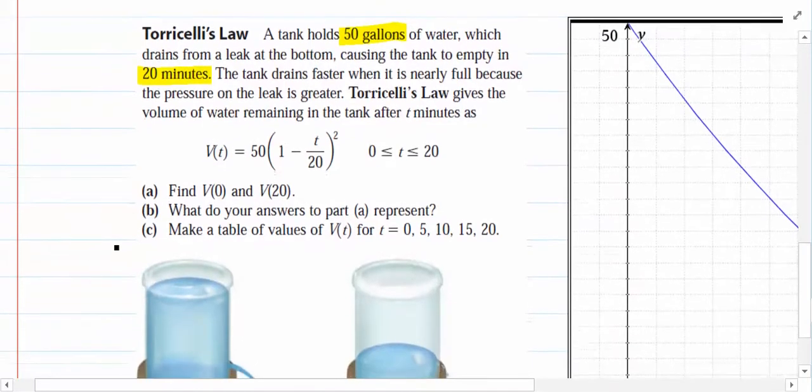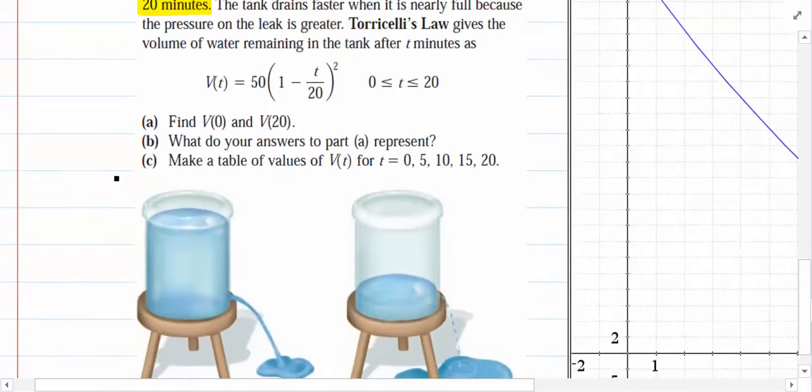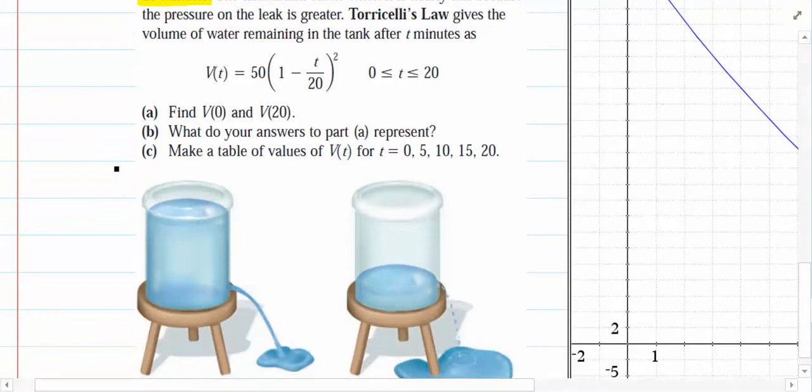Now, Torricelli's law says that the tank will drain faster when it's nearly full because the pressure on the leak is greater. And the volume of water, according to Torricelli's law, is given to us by the following equation here, as long as t is between 0 and 20. This is our domain restriction. We're only allowed using values between 0 and 20 for this particular calculation.